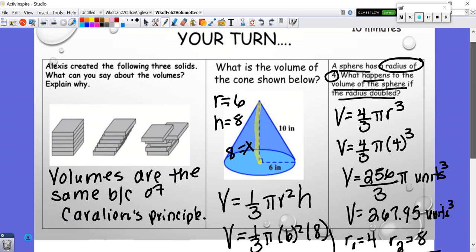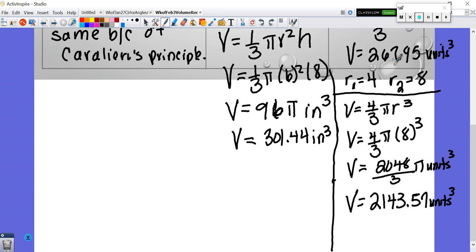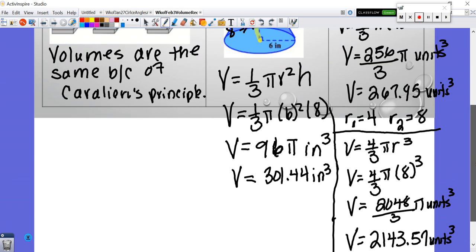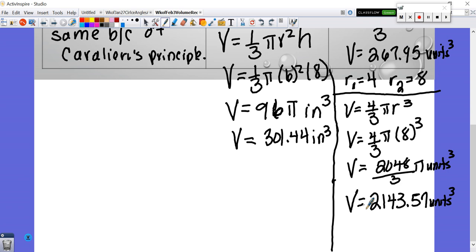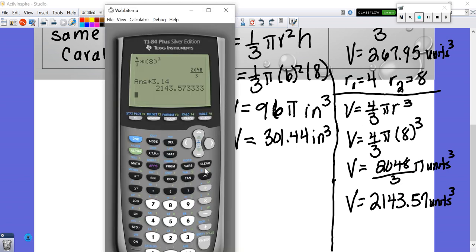So let's go and see. If I look at this one and this one, it looks like it got bigger from what I'm looking at. So let's see what happened. I'm going to take this volume and divide it by that volume to see what was the factor between the two. So 2143.57 divided by 267.95 equals, looks like it's more, it's like about 8.